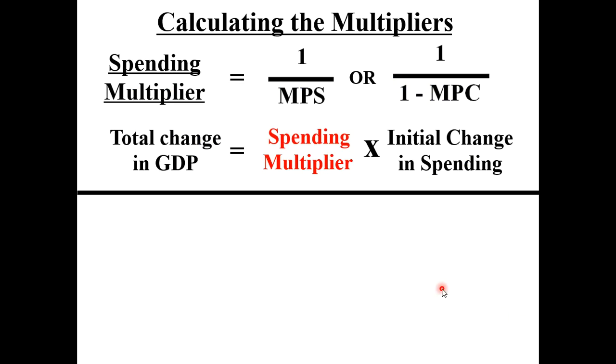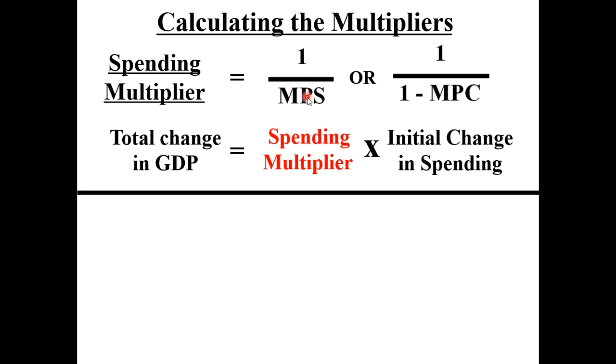So if the government increases spending, how much is GDP going to change? Well, remember, one person's spending is another person's income. So the change in total GDP is going to be the change in spending times the multiplier. Well, how do you get the spending multiplier? The spending multiplier is 1 over the marginal propensity to save.